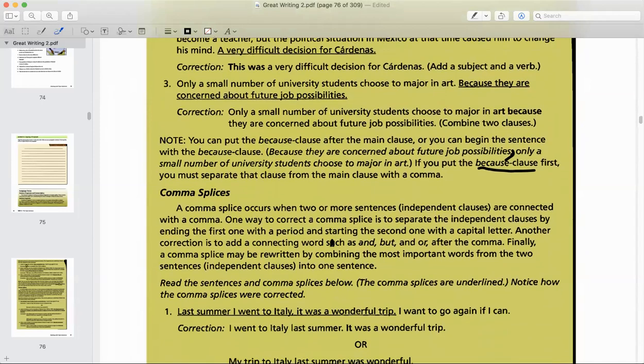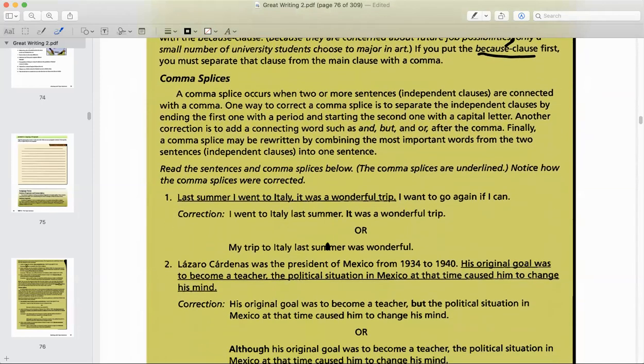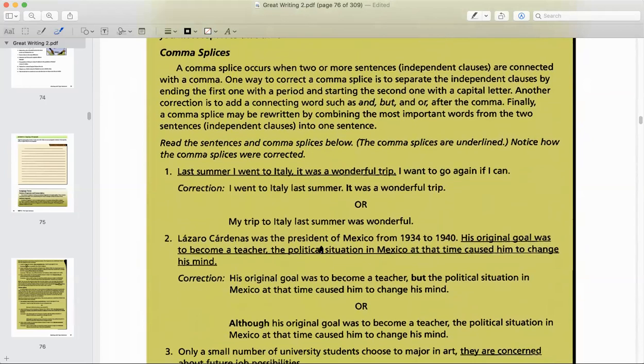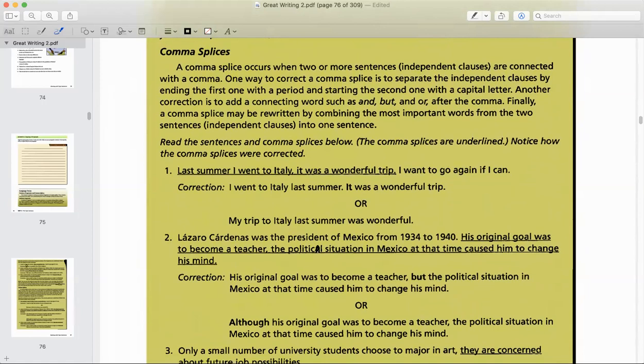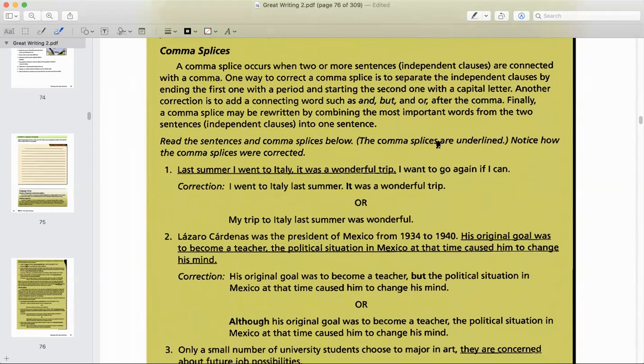Okay, so that's fragments and fixing fragments. And then we also have comma splices. And that's where you have 2 or more sentences connected with a comma. Okay. And there are a couple of ways to fix these. One is to just separate them into different sentences, putting a period, right? And then a capital letter. Or you can connect the sentences with a connecting word like and, but, or after the comma.